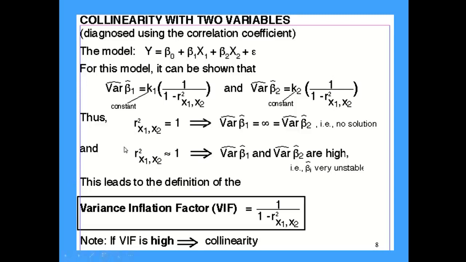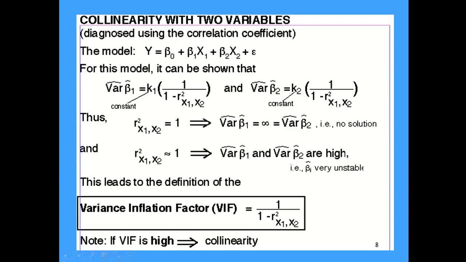And if the R square between X1 and X2 isn't 1 but close to 1, then the variance is going to be high, because this is 1 over something close to 0, and 1 over something close to 0 is a large number. So the closer the correlation is, the more the variance blows up and the more unreliable the model is. That's what this says. You got that idea? And this is just linear regression with two predictor variables.